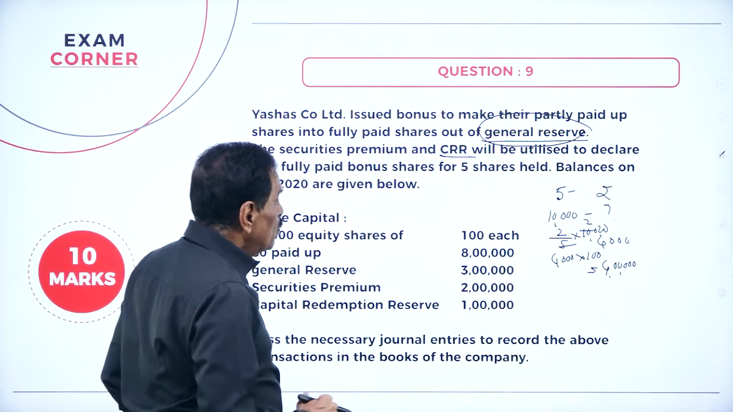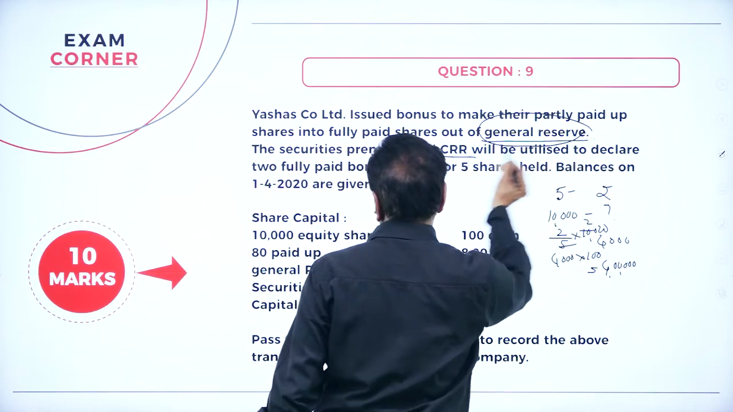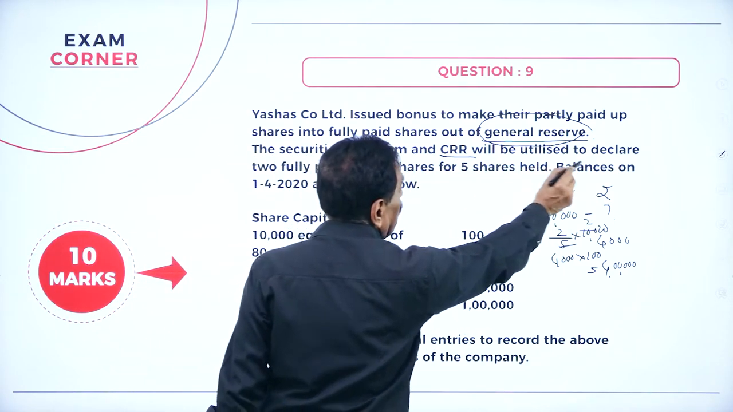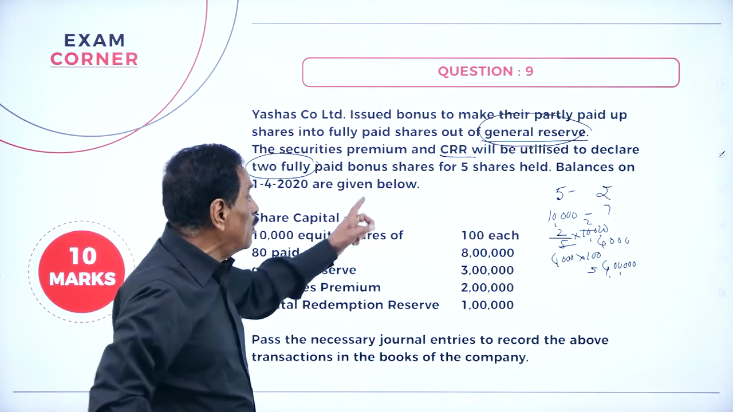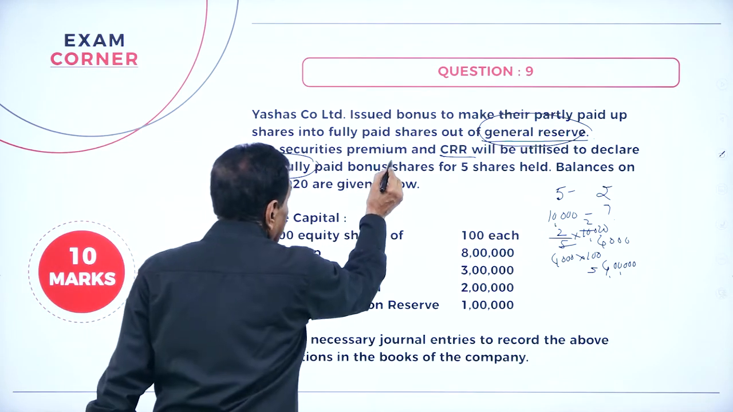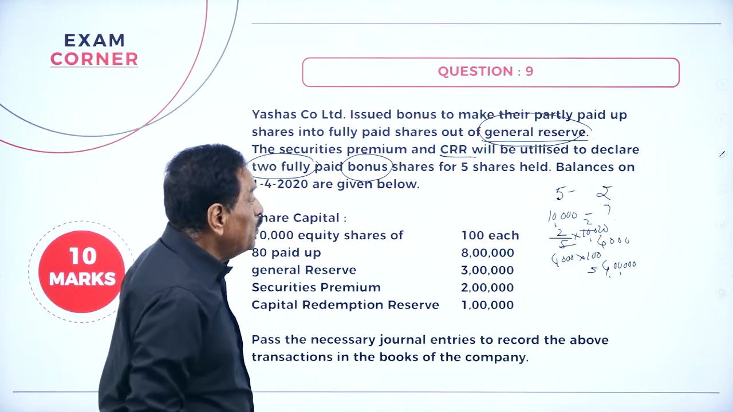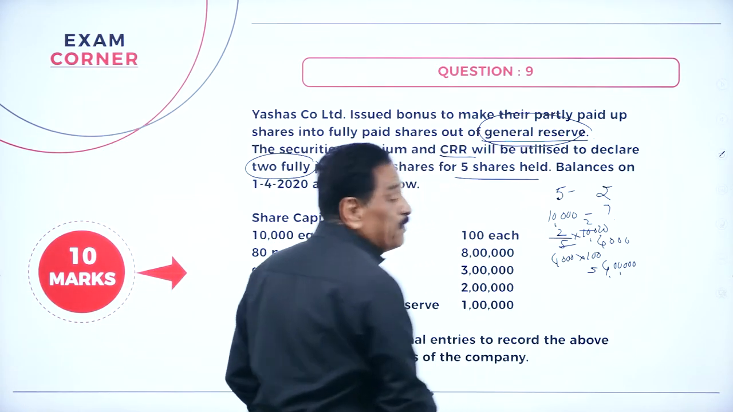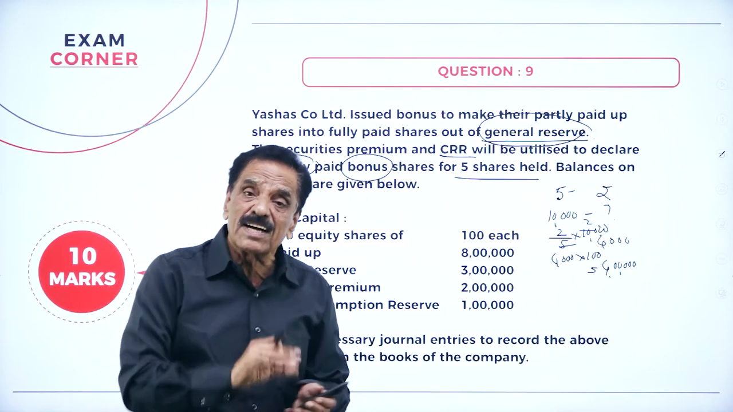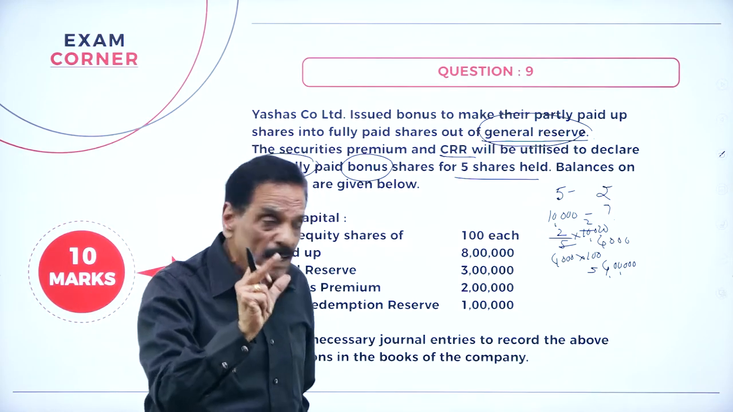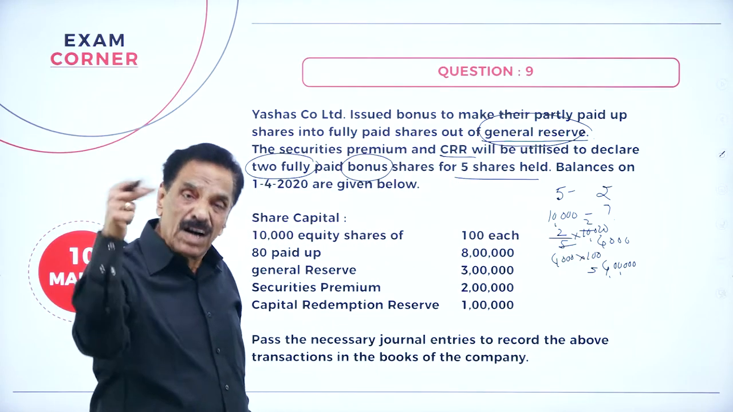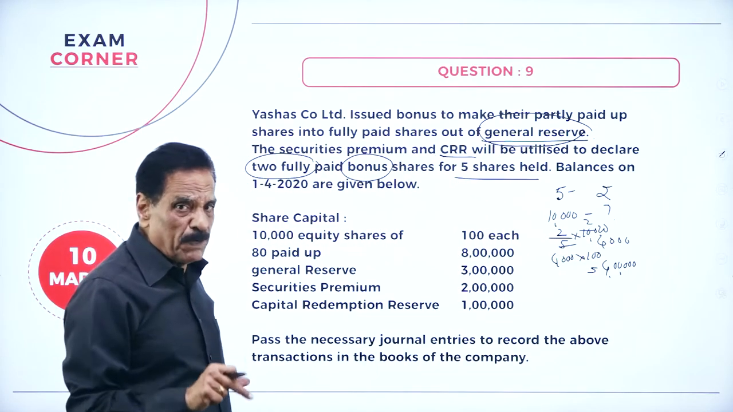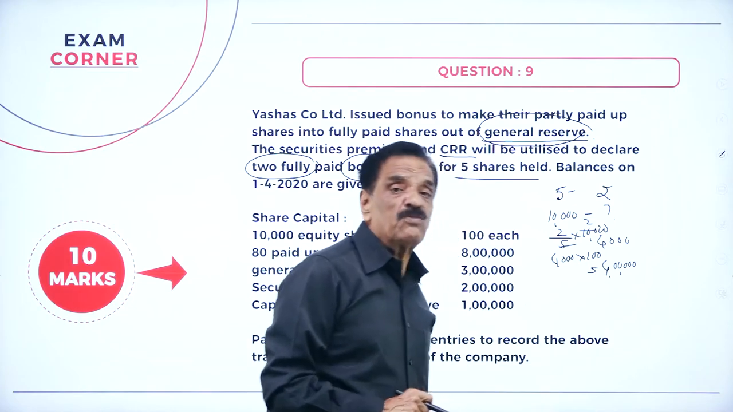Then here, a further issue. See that the security premium and CRR will be utilized for fully paid bonus shares. This is important. For every 5 shares held, the company gives 2 bonus shares. If you have 10,000 shares, they will give 4,000 shares. At what rate? Existing 100 rupees per share. So 4,000 into 100 is 4 lakh.